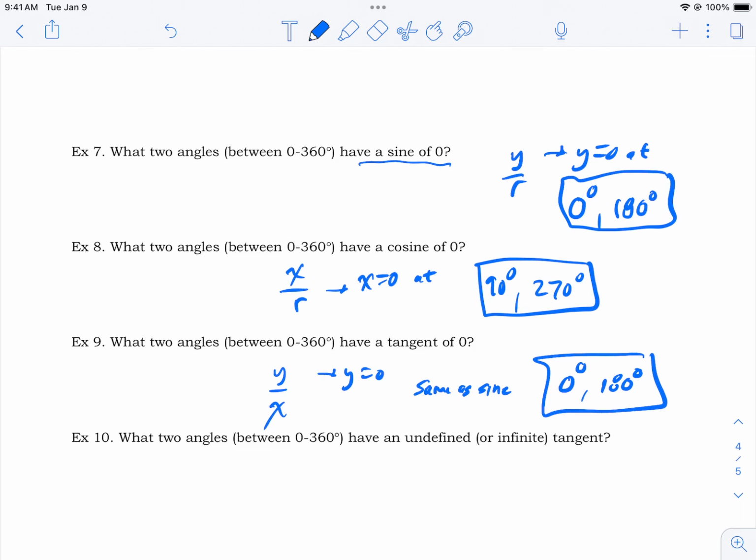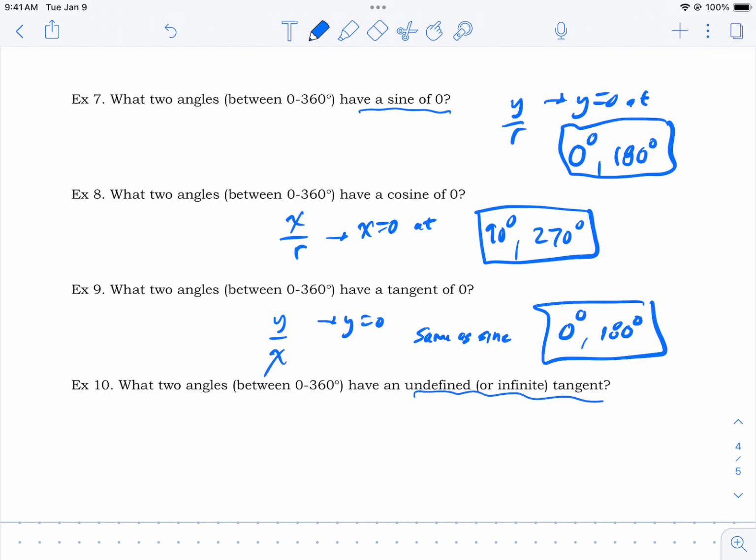And then an undefined or infinite tangent, that would mean a division by 0. That's how you get undefined or infinite. Your calculator might say error or something. I don't know what it says. It might just smoke. But anyway, if you have a division by 0, that's where you're going to get an infinite or undefined tangent. And if you want x equals 0, well, that brings us right back to here, same as cosine equals 0. So that would be the 90 degrees and the 270 degrees.